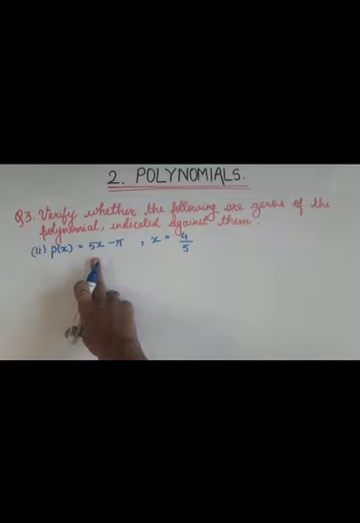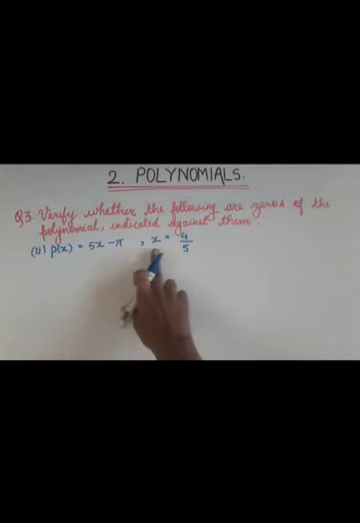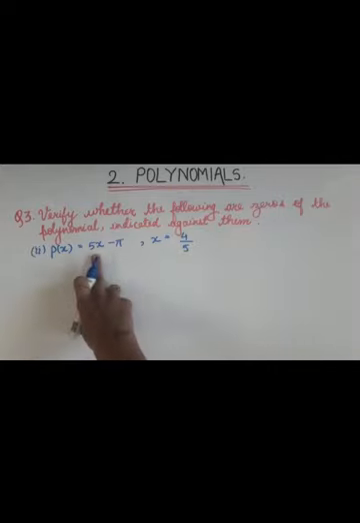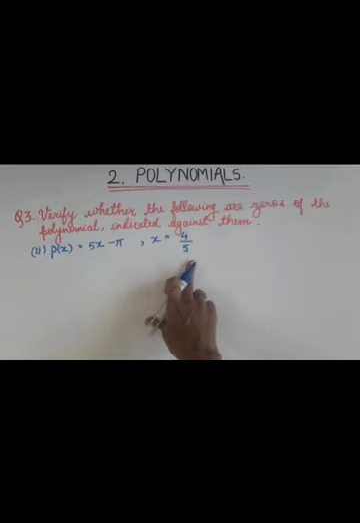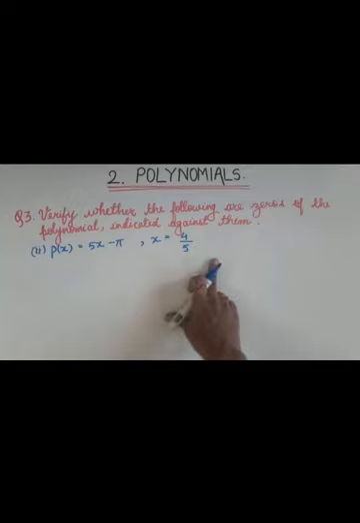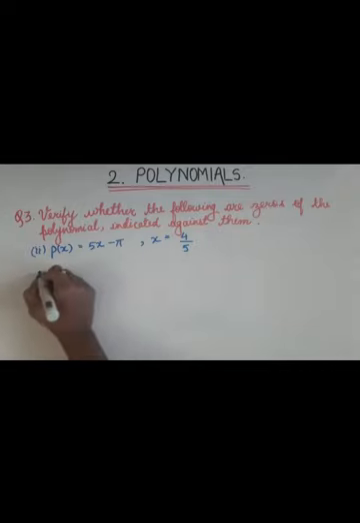How are we going to do it? Same as we did for the previous question. So we are going to put the value of x as 4 by 5 in this polynomial, and if the answer comes 0, then it is a zero of the given polynomial. If it is not coming 0, that means it is not a zero for this polynomial. Again, do it.